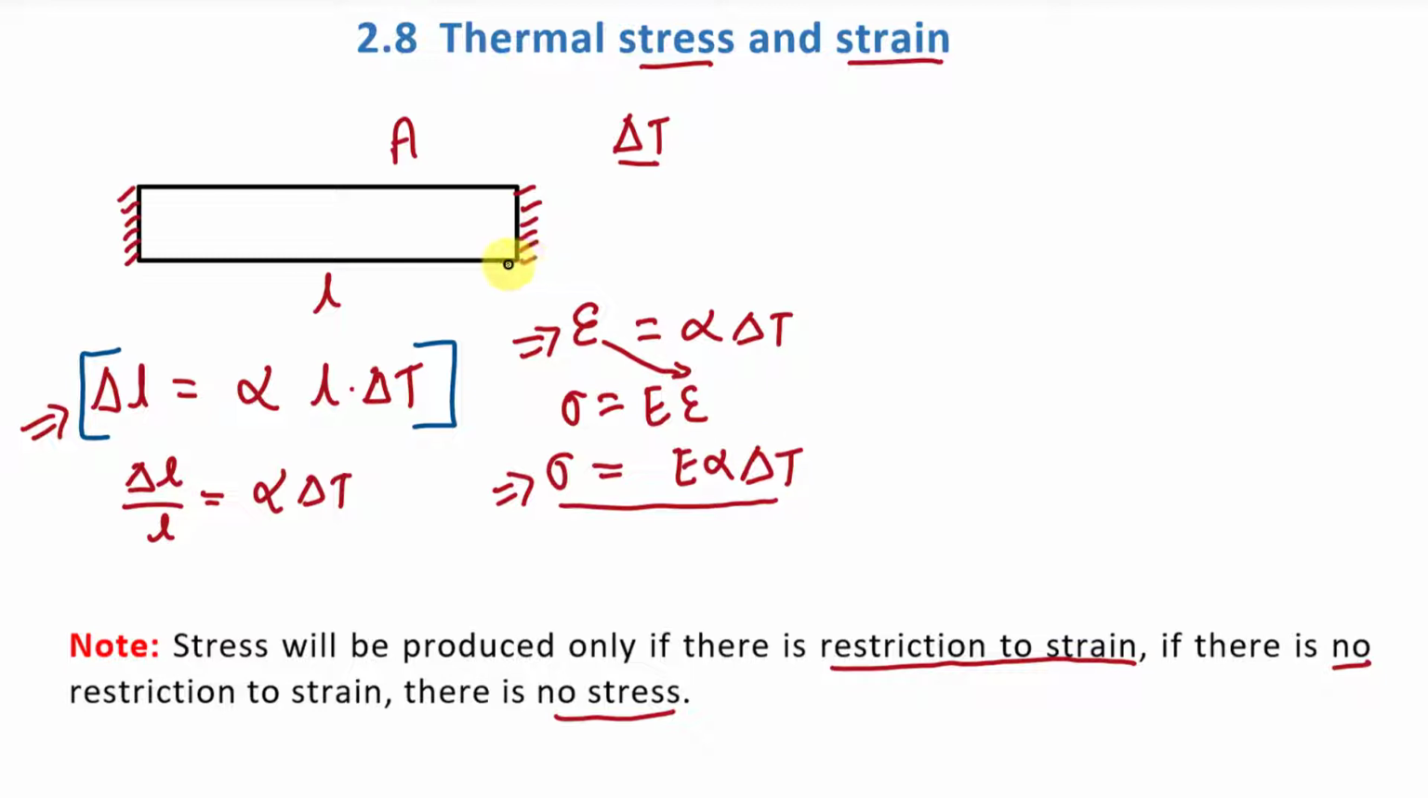And if we are not going to restrict this body, means if we remove any fixed end of this body, let's say this end, then there is no restriction to change in length of this body. Means this body is free to elongate in this direction. Means change in length of this body is allowed. So this will be the case of free expansion.